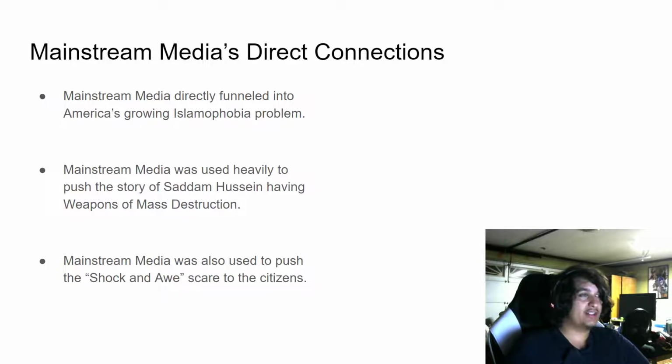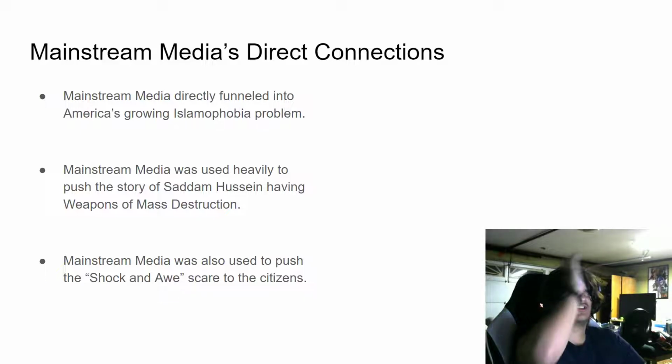Mainstream media's direct connections towards other things in our unit, they are directly funneled to America's growing Islamophobia problem because they are the ones that can broadcast certain views directly to the widest amount of people across the nation, and also to different sects through socioeconomic class and geography.